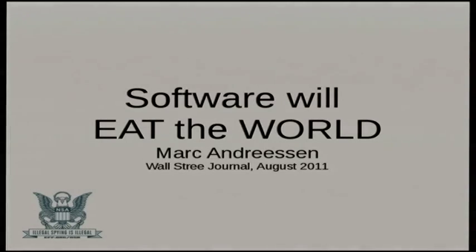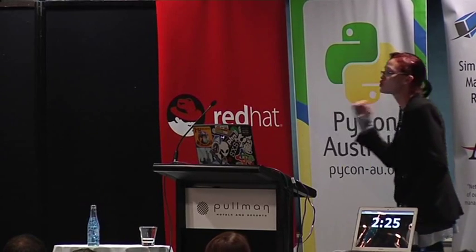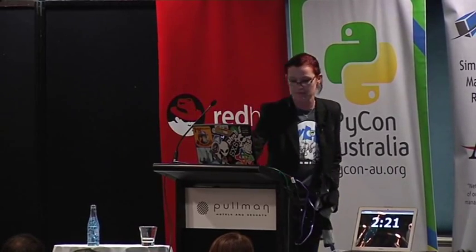Software will eat the world, claimed Mark Andreessen in the Wall Street Journal in August 2011. As software eats the world, quality of code becomes not just important, but it is a necessity. It is a necessity because we are not talking about websites going down, we are talking about human lives here.